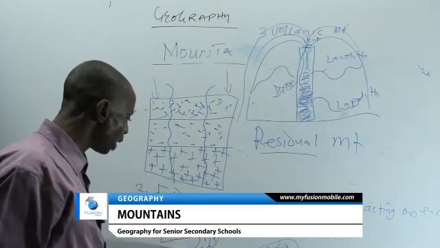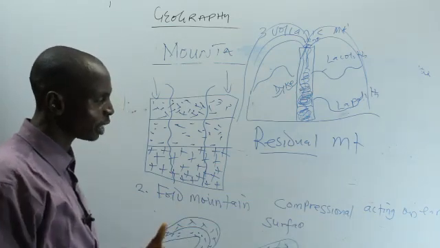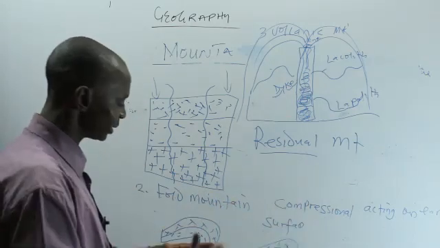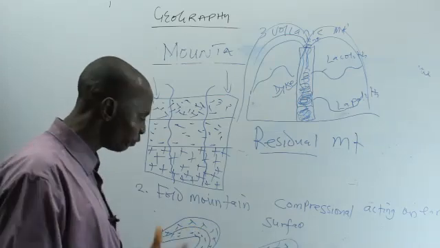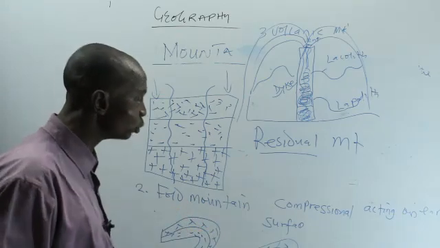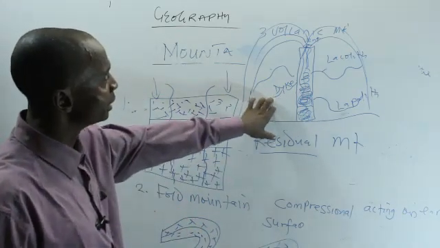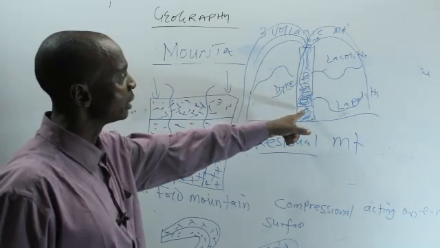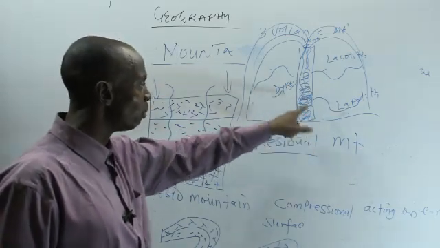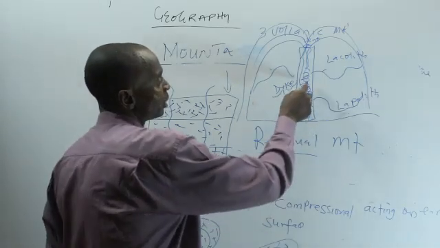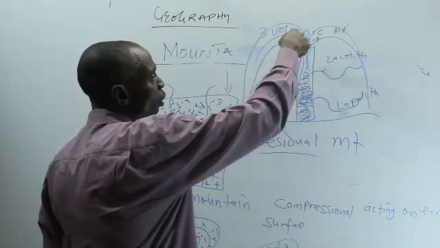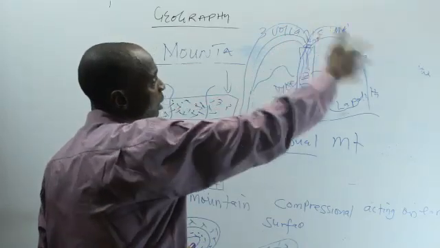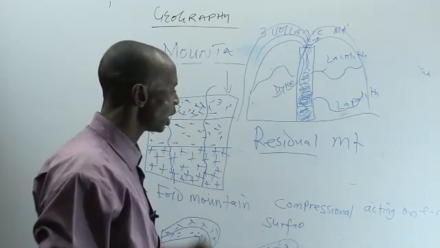Then we have fold mountain. This one is as a result of a compressional force acting on the earth surface from both sides, and it will force the earth to compress, and it can form a shape like this, either simple fold, asymmetrical fold, or recurrent fold. Then we have volcanic mountain. This one is formed as a result of volcanic activities that take place from the zone of core or barysphere, where we have magma materials. They erupt out, and as they come out, they begin to solidify. As they solidify, piled up to the height of a mountain, they become a volcanic mountain.